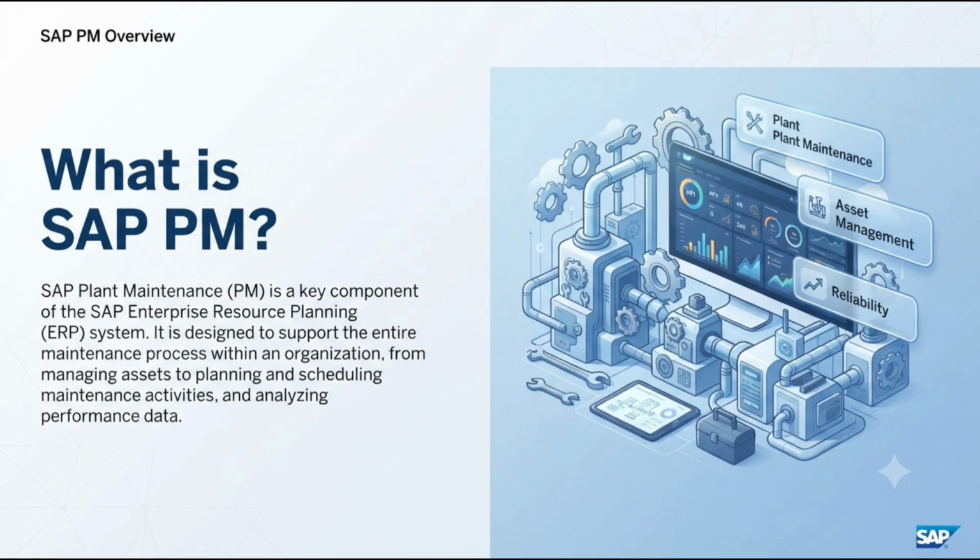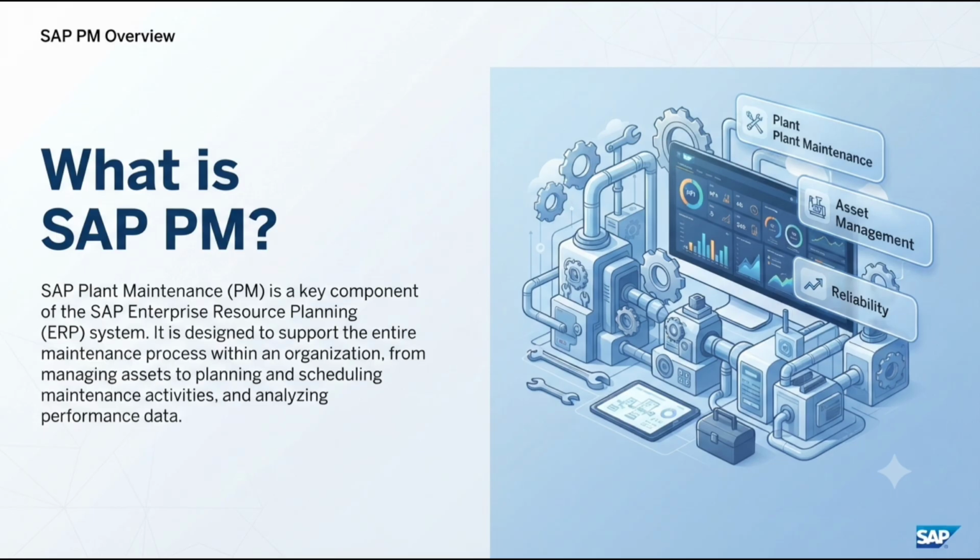In simple words, SAP PM acts as the digital backbone of the maintenance department. It replaces paper-based processes with real-time data and transparent workflows. Understanding what SAP PM is forms the first and most important step in mastering plant maintenance processes inside any modern enterprise environment today.